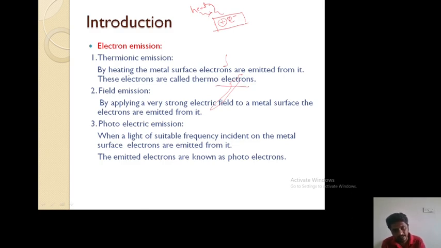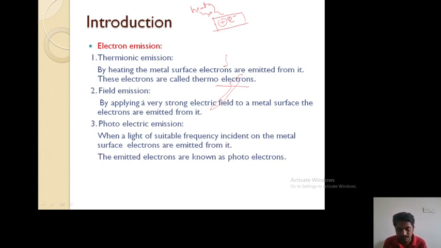So by applying heat energy you can remove electrons from the metal surface, and since we are providing thermal energy, nothing but heat energy, the emission is known as thermionic emission, and the electrons emitted from the metal surface are known as thermoelectrons.